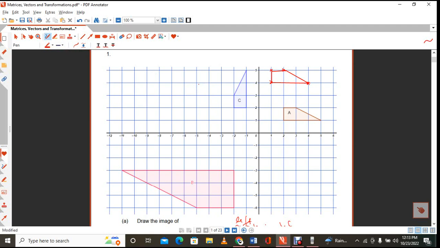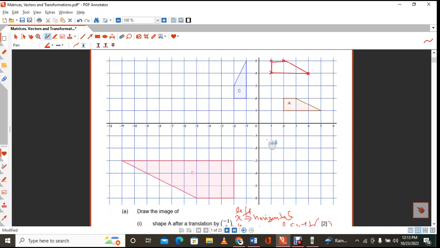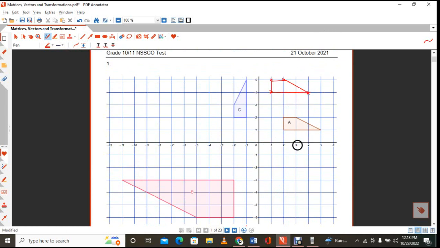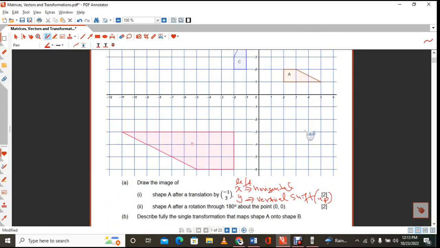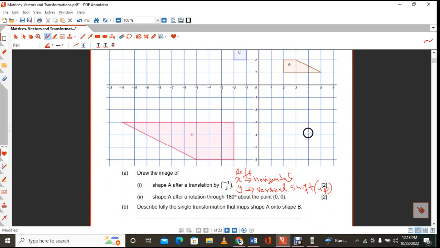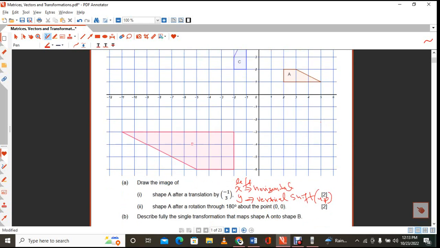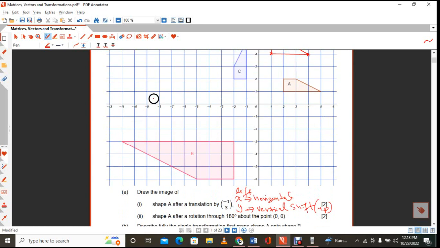Then the next question says we have to draw the image. Remember, this is the image that I drew here, that's the object. You have to draw the image after a rotation of 180 degrees about the point 0, 0, which is also the origin. So the origin is here. Every distance from this origin will be the corresponding distance. It will be like a straight line. So wherever that point is, it needs to be on a straight line on the other one. So how far is it from the origin? It's 2 places to the right, 1 place up. So we can go 2 places to the left, 1 place down.